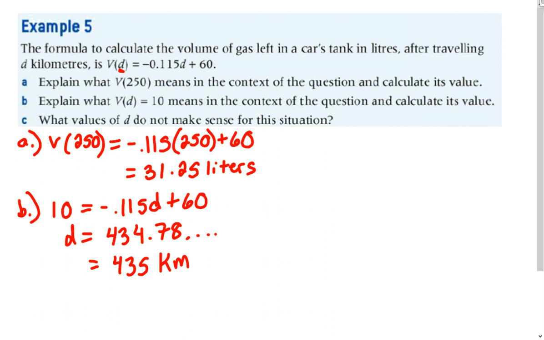And then C says what values of d do not make sense for this. So again, thinking about what d means, d is how many kilometers we're traveling. So therefore, d has to be greater than 0, because we're traveling for more than 0 kilometers, but it has to be less than or equal to some specific number. I'm going to call it n, but I have to define n. n is just the distance that can be traveled on a full tank.